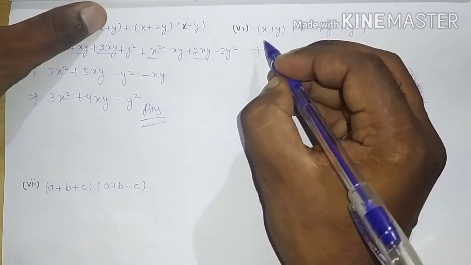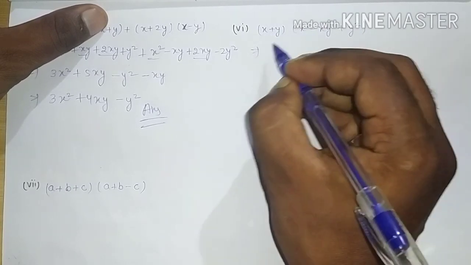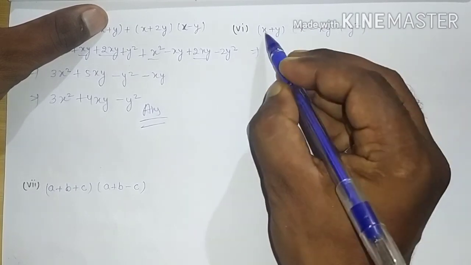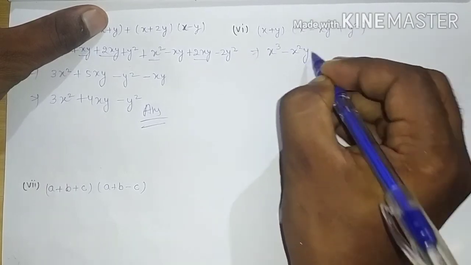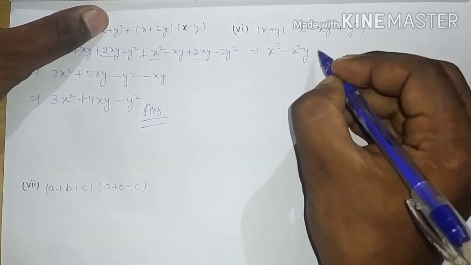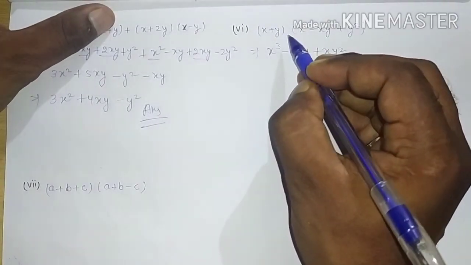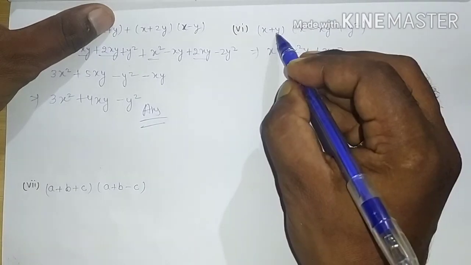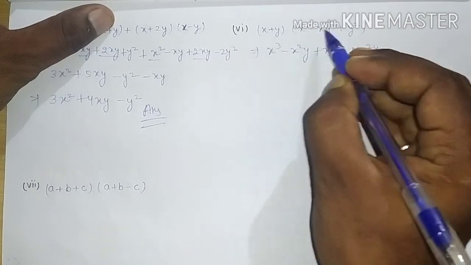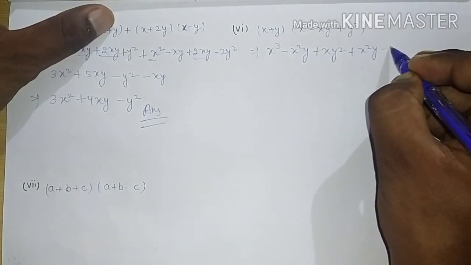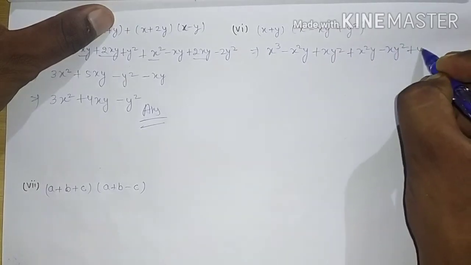So first of all, x is multiplied into x square, so this is x cube. X into minus xy, so it will be minus x square y. X into y square, so it will be xy square. Now y is multiplied into all the terms, so y into x square, so it will be x square y. Y into minus xy, so it will be minus xy square. Y into y square, so it will be y cube.